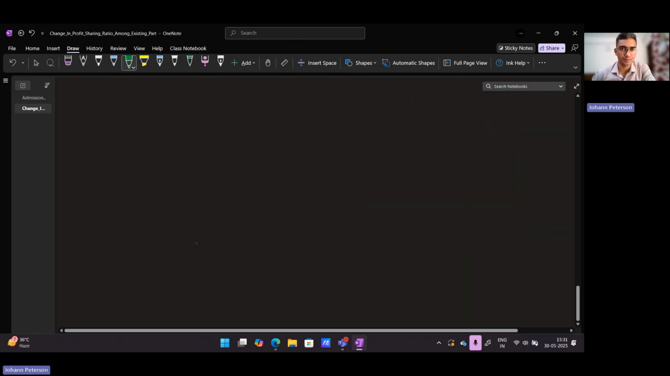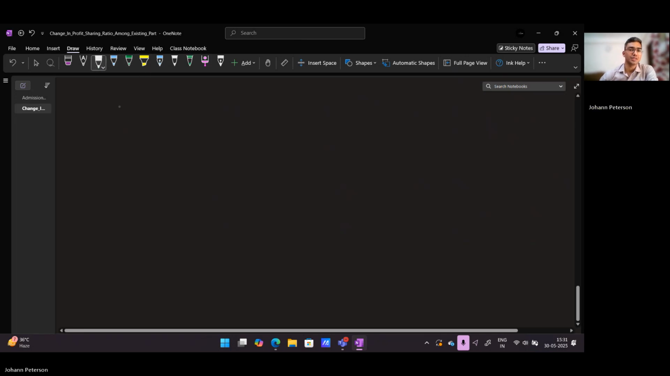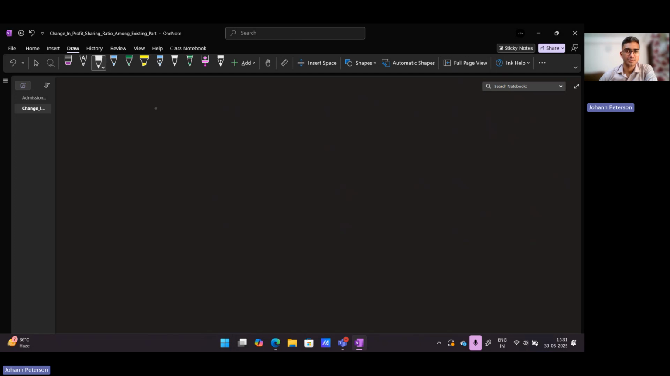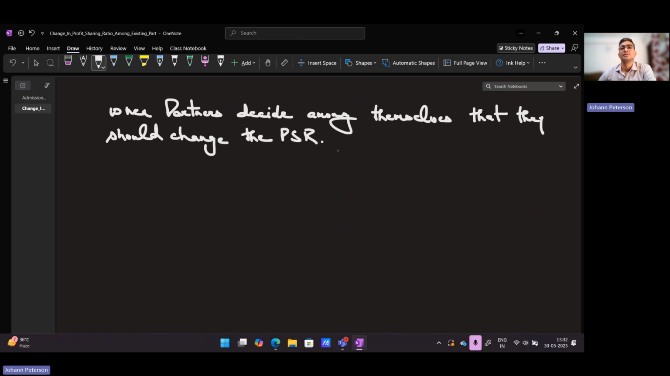Just before we conclude this topic, we must understand why we change the profit sharing ratio. We saw some reasons in the past. We said when partners decide among themselves that they should change the profit sharing ratio. So why is it so?